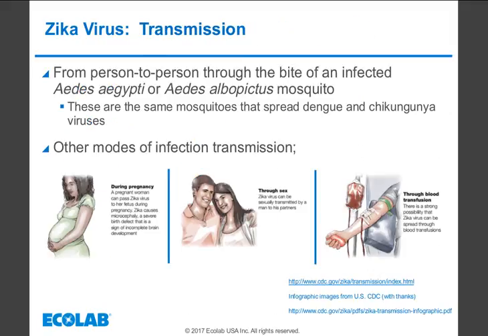There are 3 documented modes of transmission of Zika virus. From the bite of an infected mosquito, that's the same species that can carry dengue and chikungunya viruses. During pregnancy, where a pregnant woman can pass the Zika virus to her fetus. And through sex, Zika virus can be sexually transmitted from an infected man to his partners. There is also emerging evidence that Zika is a virus that can also be spread through blood transfusions as well as organ and tissue transplants.